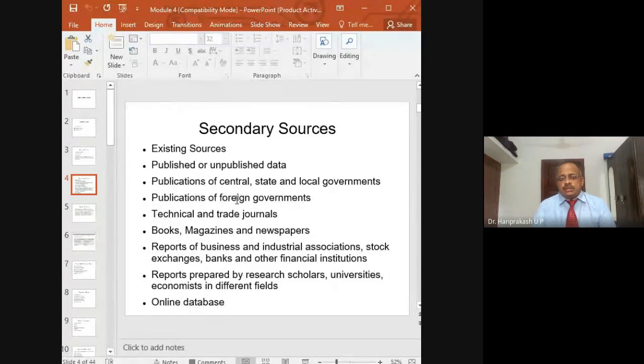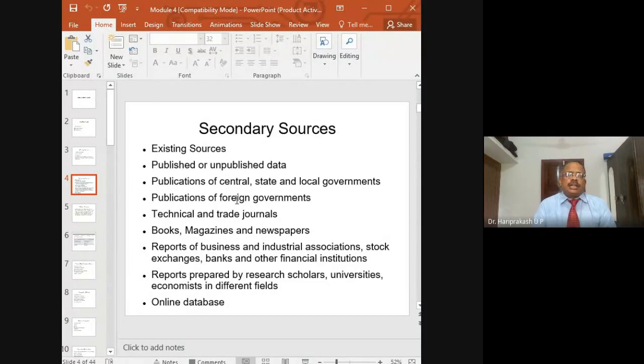Technical and trade journals, technical and trade related journals are there. They keep on publishing data related to their area. In each area there are so many journals and magazines. Say mechanical engineering, there are so many different magazines and journals. Automobile engineering, aeronautical engineering, right? Business. Okay, so business has several such publications.